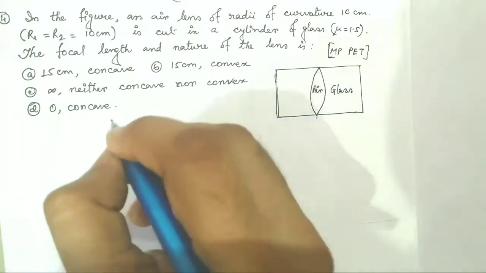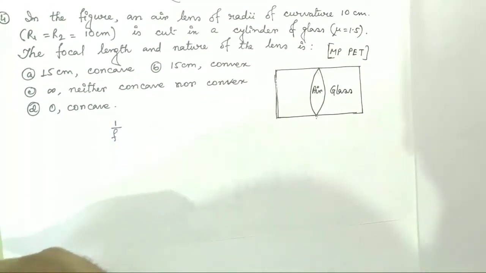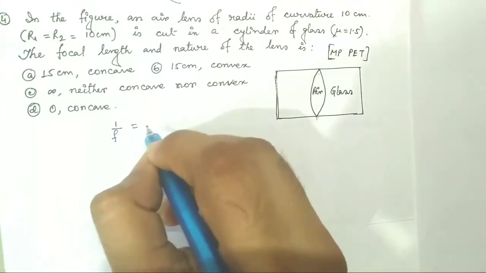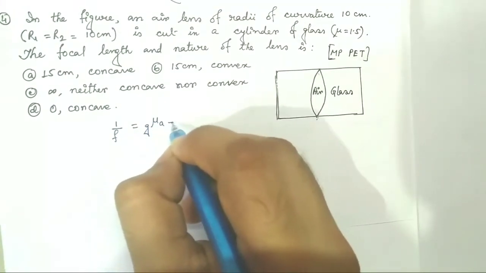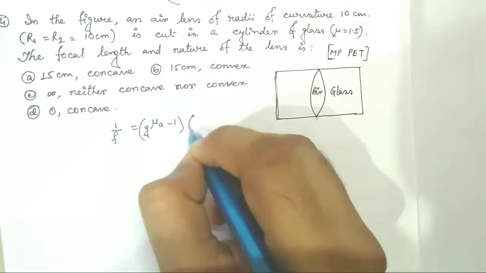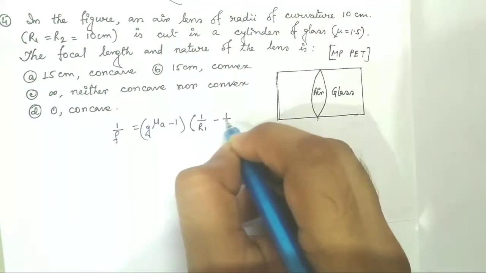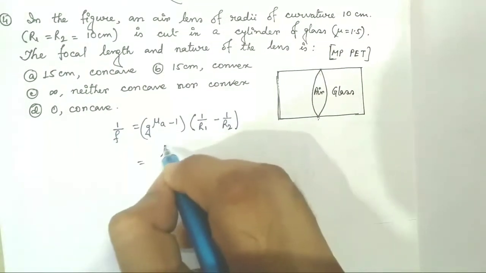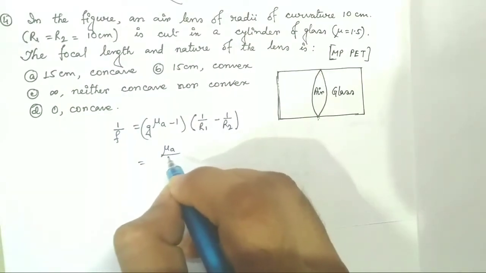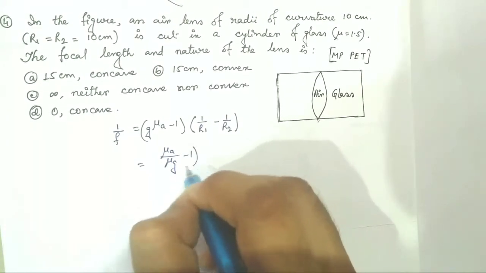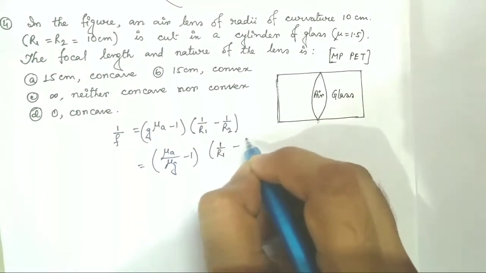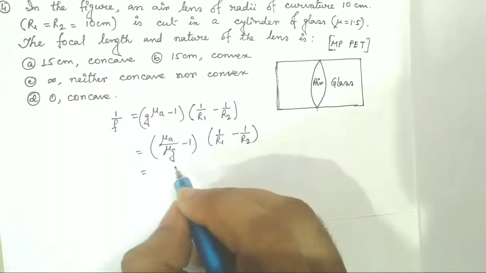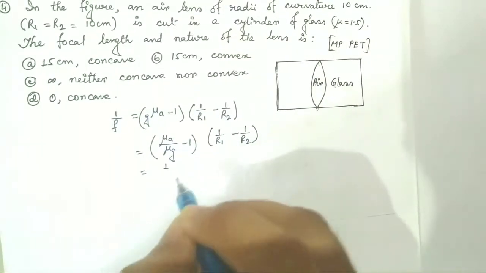Now we know the focal length of a lens is given by 1 by f equals g mu a minus 1 into 1 by R1 minus 1 by R2. Okay, this is actually equal to mu a by mu g minus 1 into 1 by R1 minus 1 by R2. So what is the value of mu a? We know the value of mu a is 1.